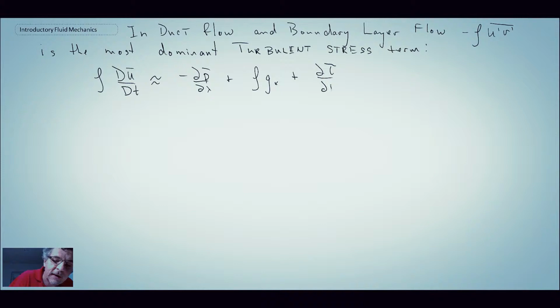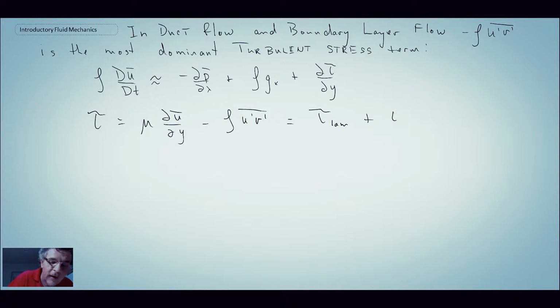What I've done here is I've left the last term in terms of a shear stress. The reason for that is when we're dealing with turbulent flows, such as duct flow or boundary layer flow, we'll approximate the shear stress as being a combination of a laminar contribution and a turbulent stress contribution. And so we have tau laminar plus tau turbulent.